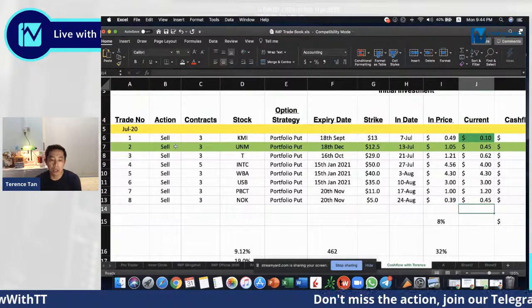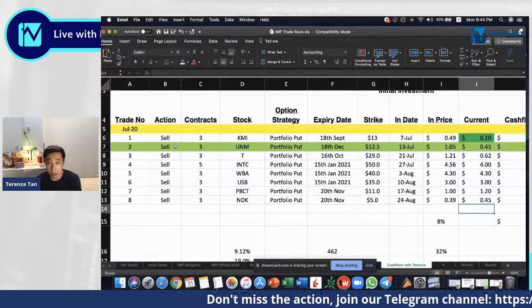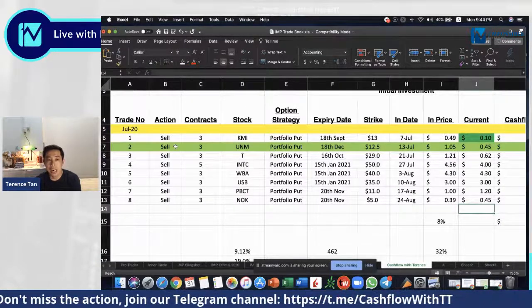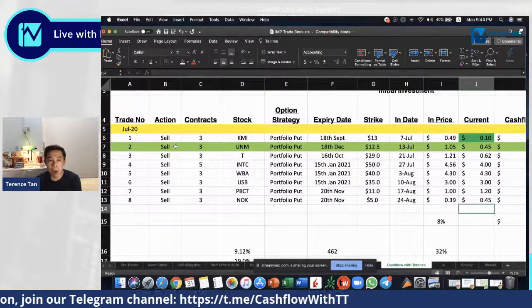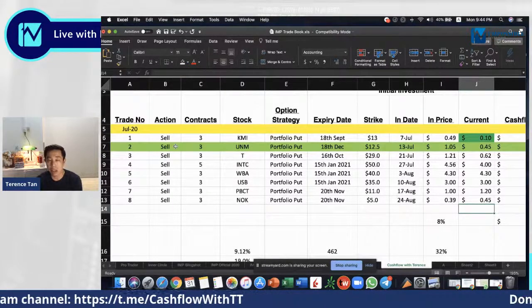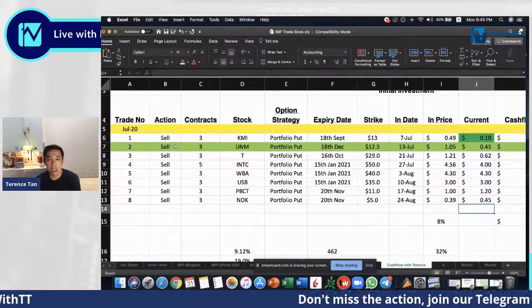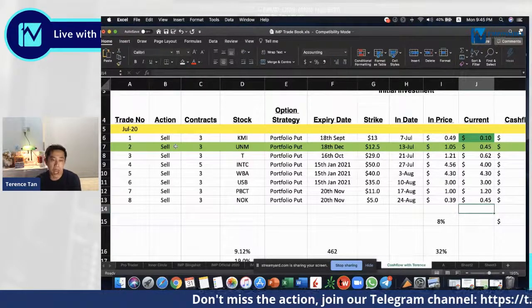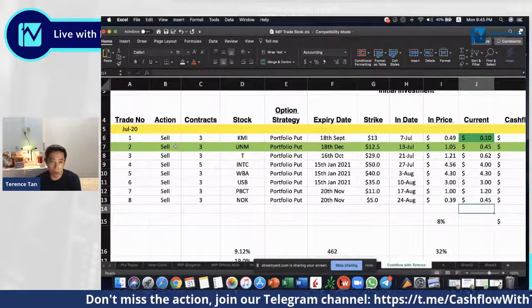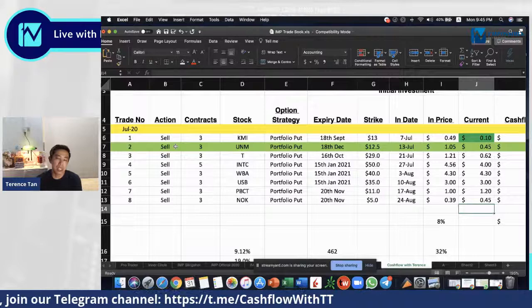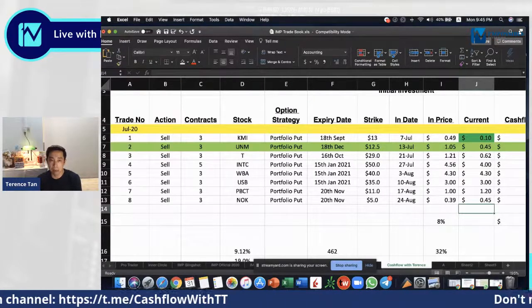I say long positions because although we are selling put options, they are portfolio put options, which means I'm perfectly okay with taking up ownership of any of these stocks at the strike prices that I've sold. If I actually end up buying the stocks, I will have a long stock portfolio, building up a stock purchase portfolio. So this week I'm going to add a protection to the entire portfolio.